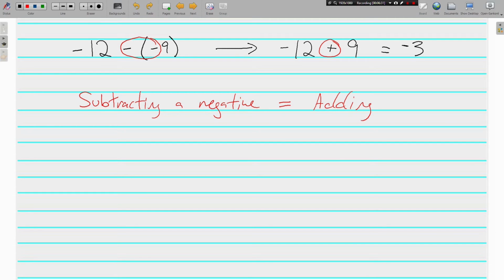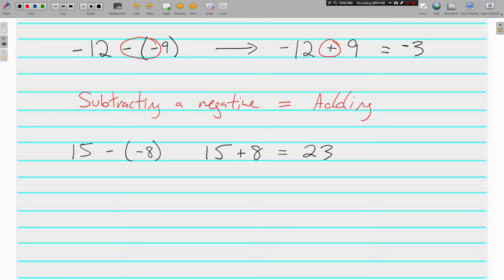And a few more examples. 15 minus negative 8. Again, we're starting with a positive 15, but that doesn't really matter. It's these two signs in a row before the 8 that's the problem. We're going to rewrite subtracting a negative as adding. 15 plus 8 is 23.